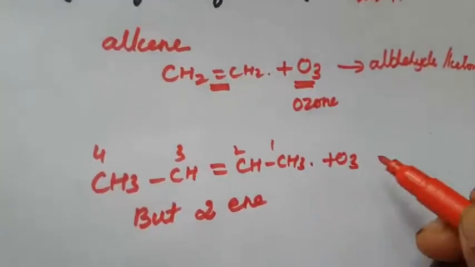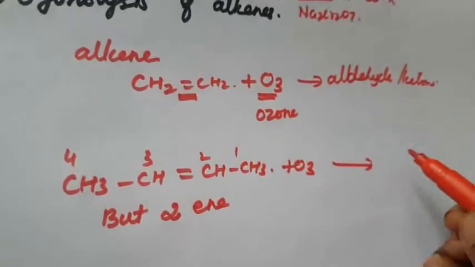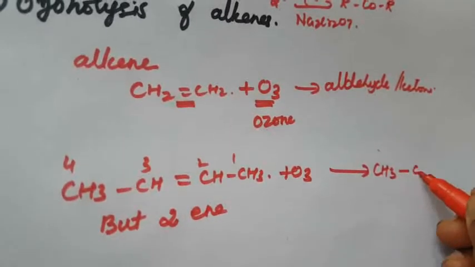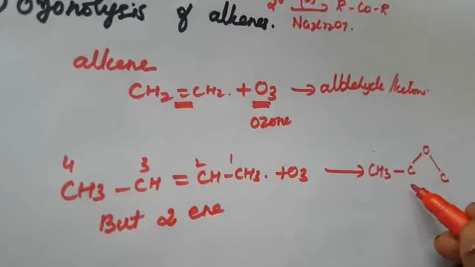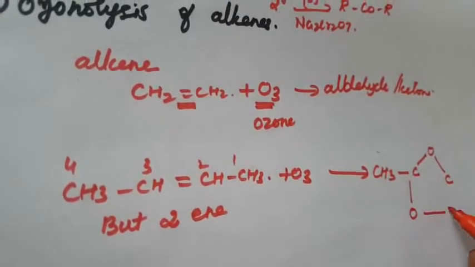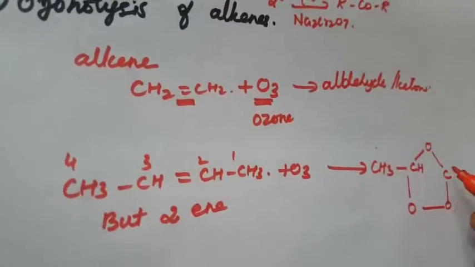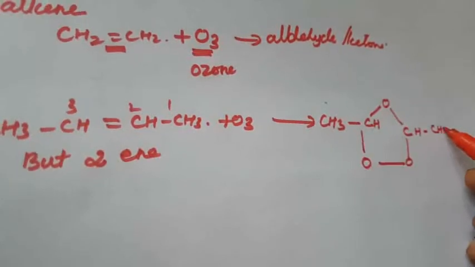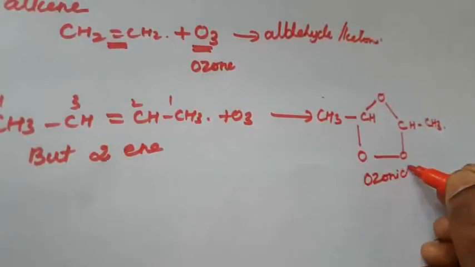React with ozone. So what will happen? The double bond, you are adding the ozone compound. CH3, C, you are adding here one oxygen, here one oxygen, and through that 3 oxygens are here. Here CH3. Okay, this is called the ozonide complex compound. Ozonide compound will be formed.